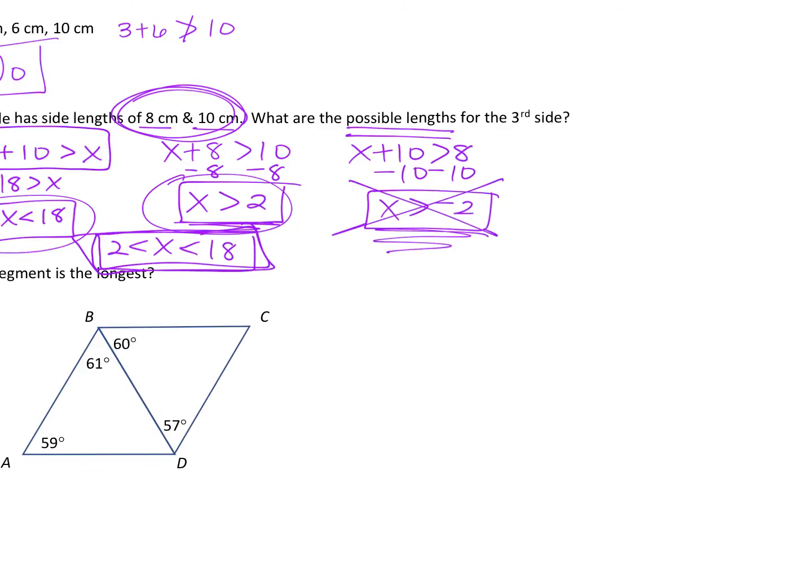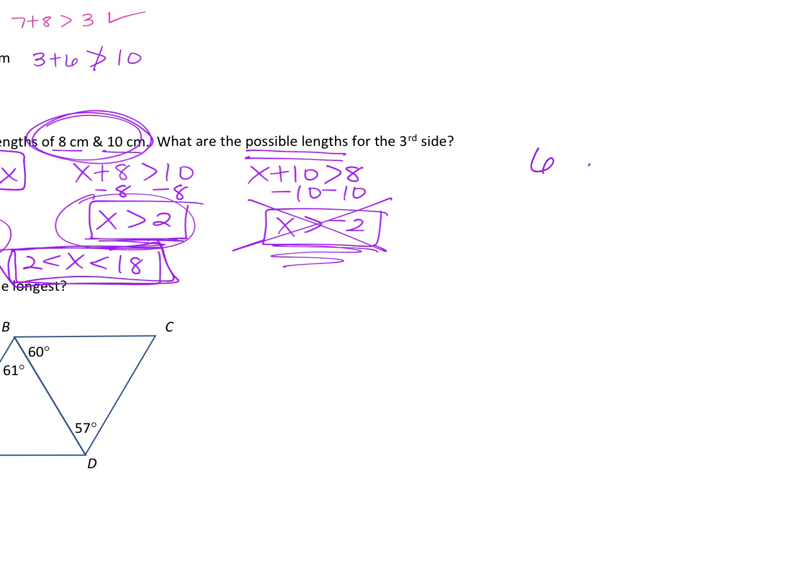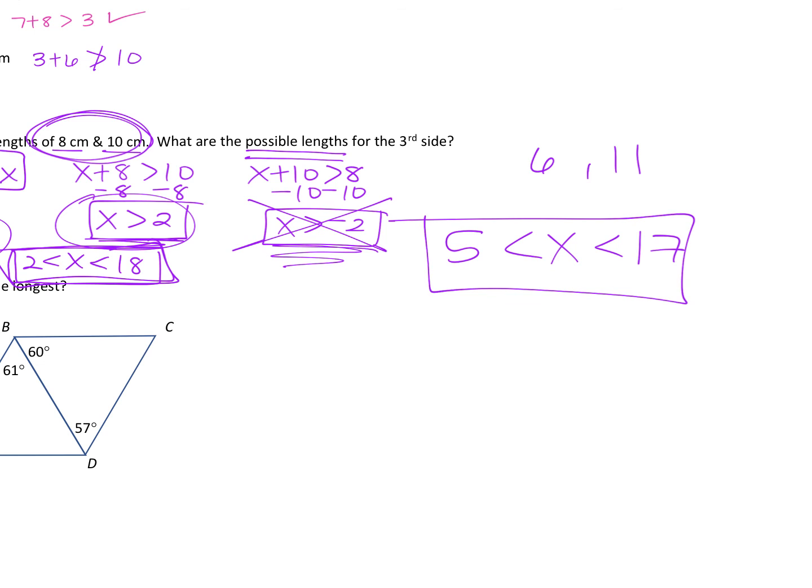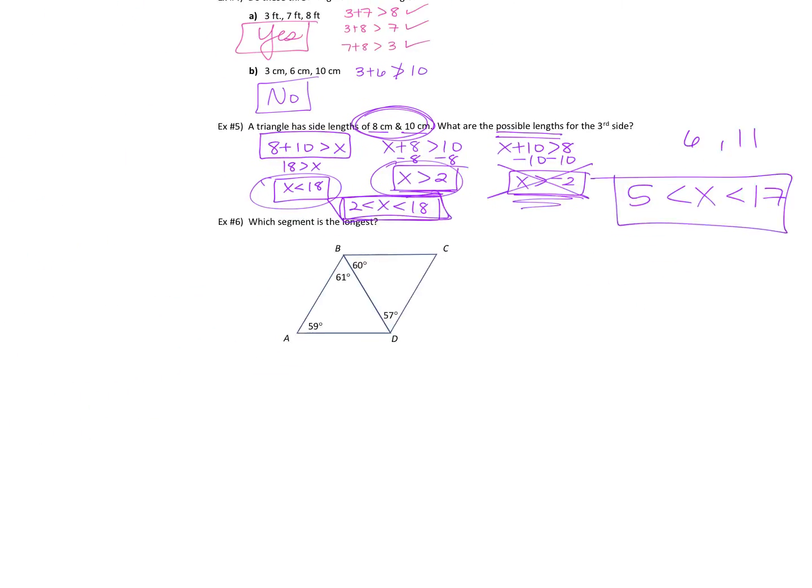So if I said your numbers are 6 and 11, what's your high end? 17. What's your low end? 5. Add them together, subtract them. This would be your answer. Isn't that lovely? Okay, last thing.